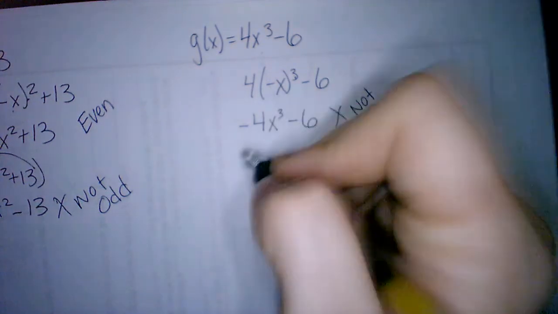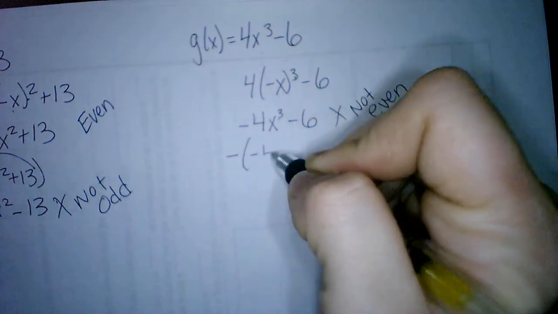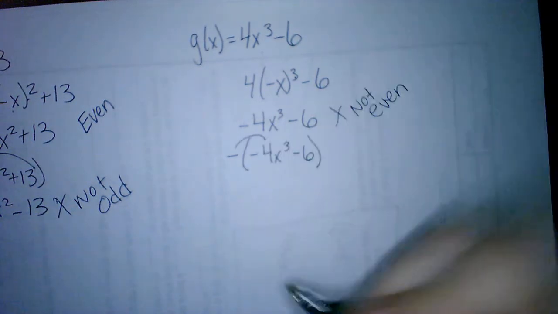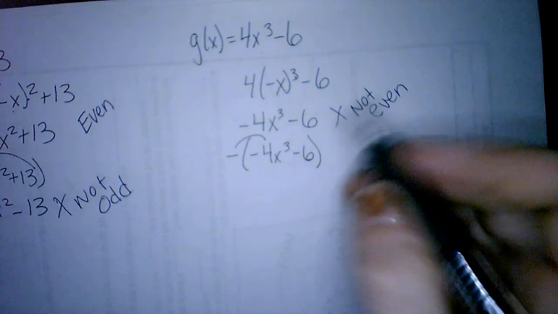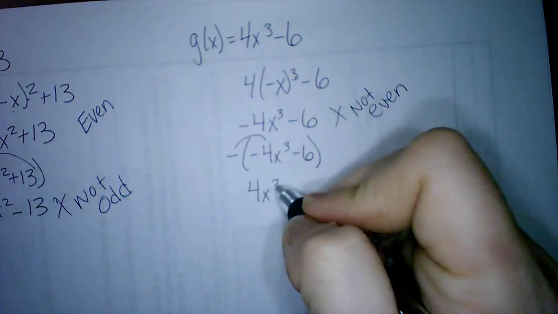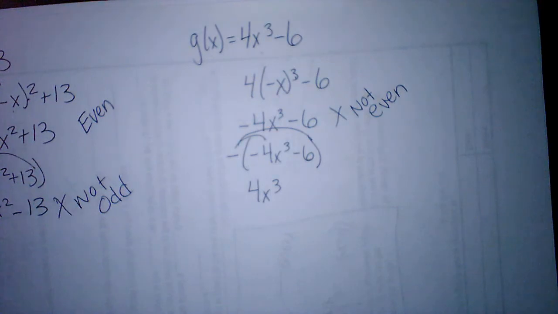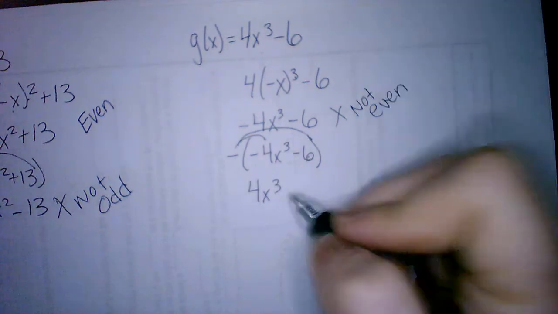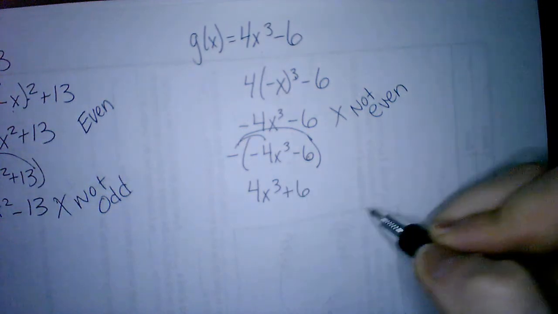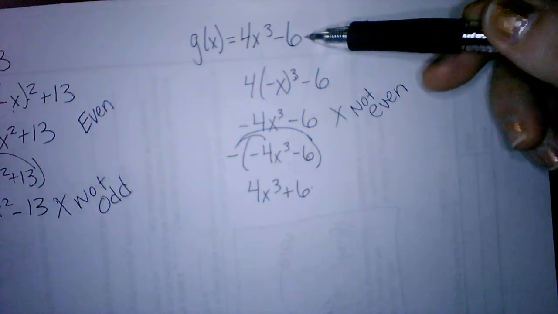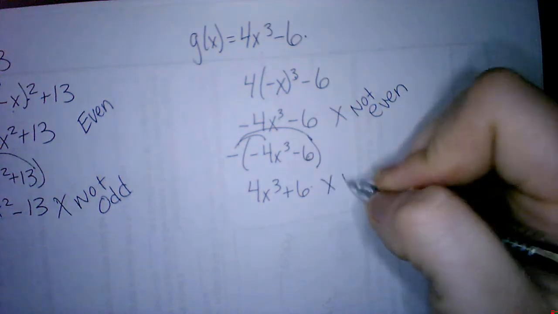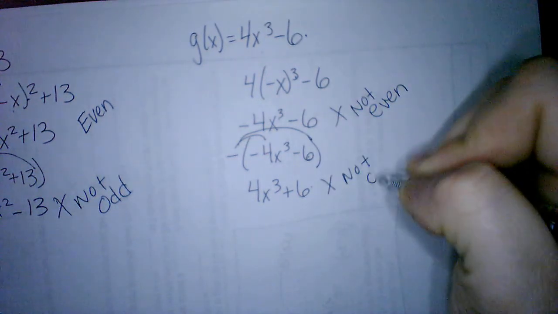And to check if it's odd, we're going to throw a negative in front of this whole thing, and make sure we distribute that. So it'll be a positive 4x cubed, and then change our signs here, so it'll be a positive 6. And we're asking, is this the same as this? It's not, because those 6's are different signs. So this is also not odd.